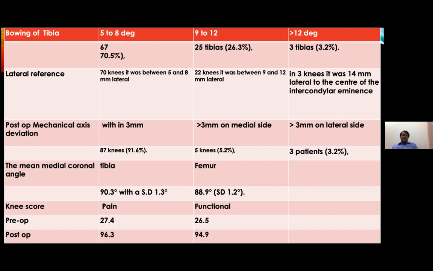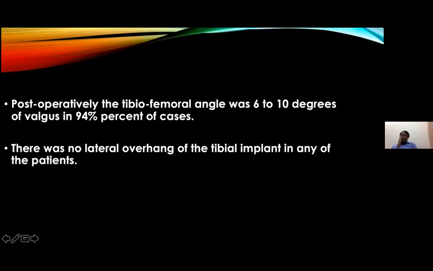I don't think that the knee score had any value in this case. It may be helpful in the case of post-operative long-term alignment. So the post-op mechanical axis is within 3 millimeters in 70% of cases, more than 3 millimeters on the medial side in 26% of cases, and more than 12 degrees in 3 patients. Post-operatively, we are able to get accurate alignment of the tibia, around 6 to 10 degrees of valgus alignment, in 94% of cases. There was no lateral overhang of the tibial implant.